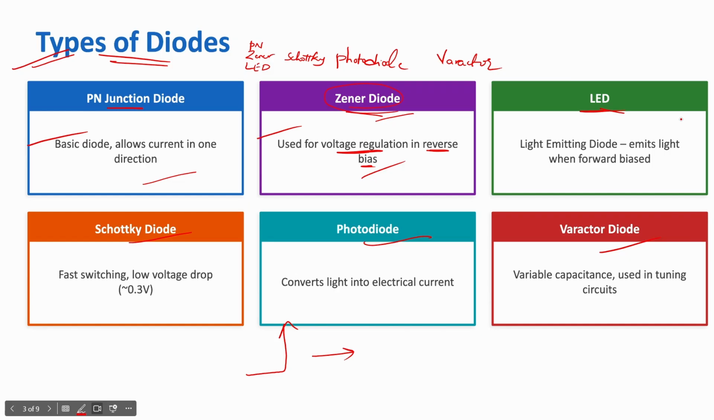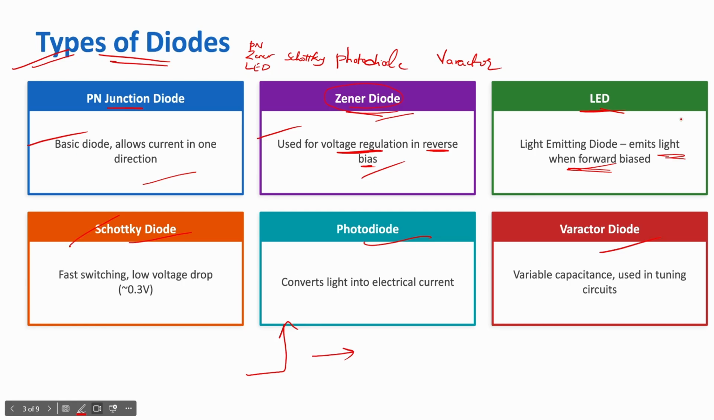Coming to the LED. LED's full form is light emitting diode. It emits light, meaning it takes electrical energy and converts it into light energy. When this is done, it works in forward bias.